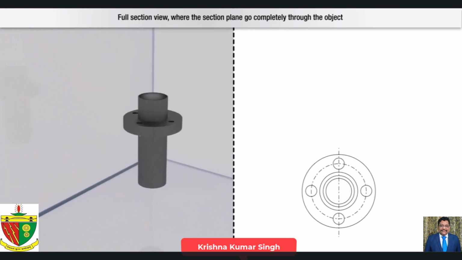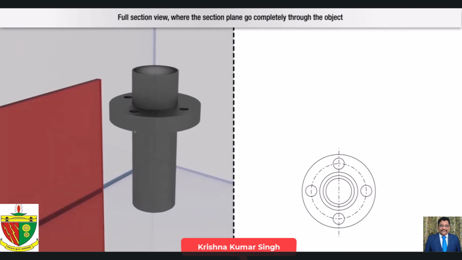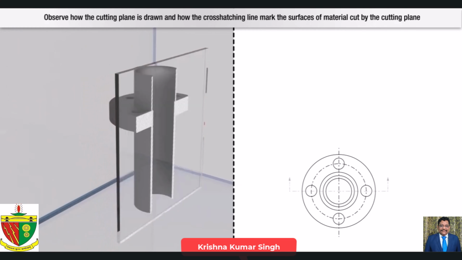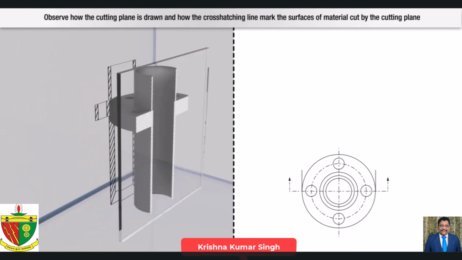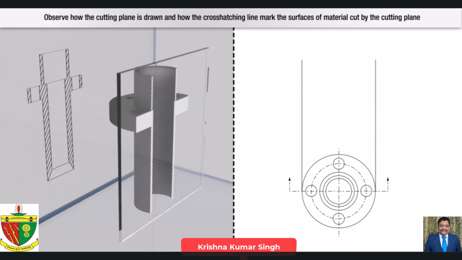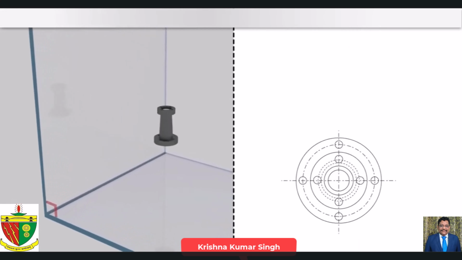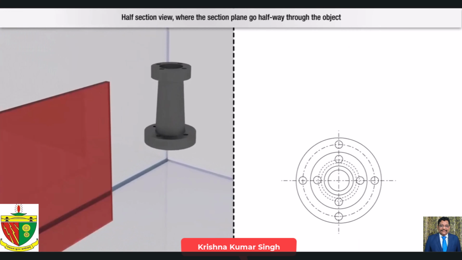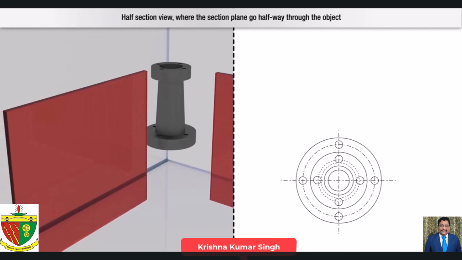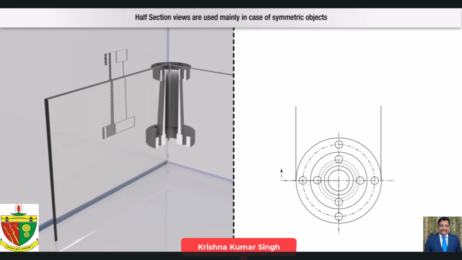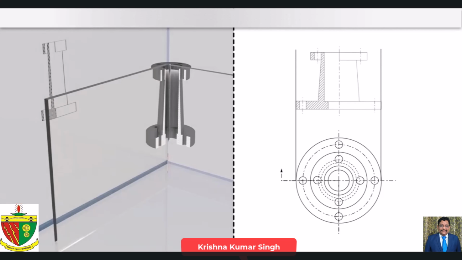Full section view, where the section plane goes completely through the object. Observe how the cutting plane is drawn and how the cross-hatching lines mark the surfaces of material cut by the cutting plane. Half section view, where the section plane goes halfway through the object. Half section views are used mainly in the case of symmetric objects.